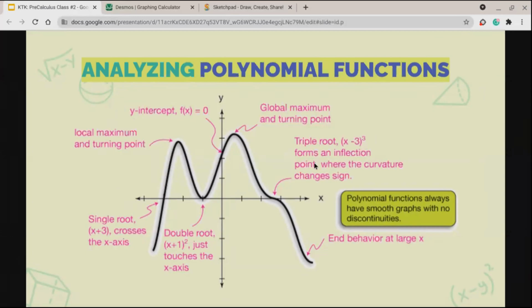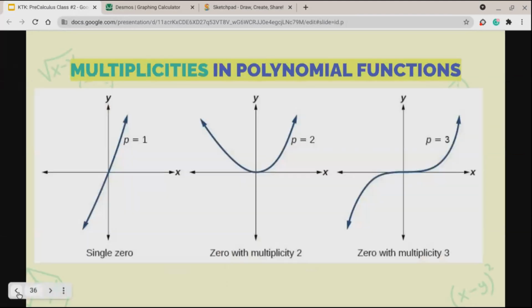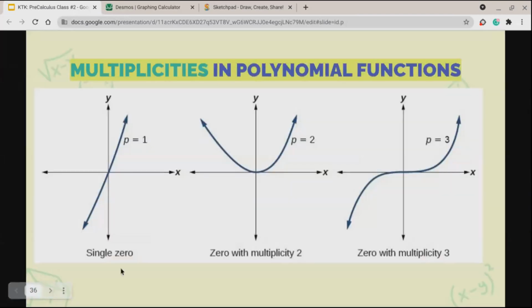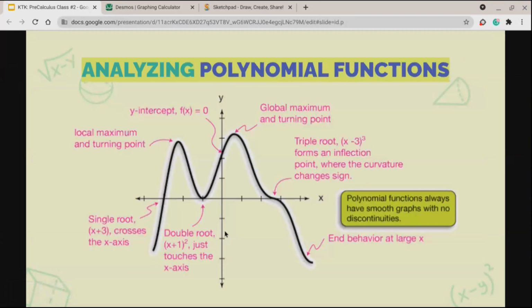So it forms an inflection point, or a change in the inflection of this graph. Curvature changes sign, and then you have an end behavior at large x and a single root, so it just crosses the x-axis. We go back here and we remember our polynomial function. We know that the degree is even and the leading coefficient must be negative for this function because of its end behavior. So polynomial functions are always smooth graphs and they do not have discontinuities.